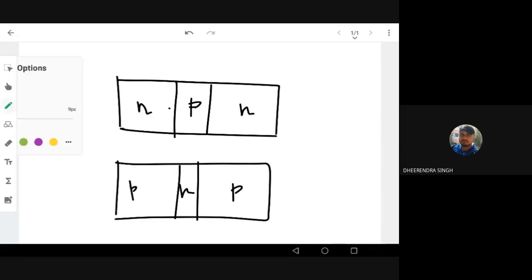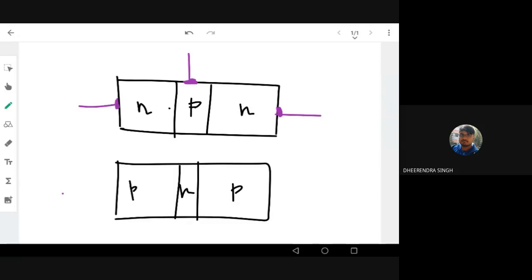Now, after this, we'll have to make metal connections over this semiconductor. Right, so this is the way it is done. This is one type of transistor.